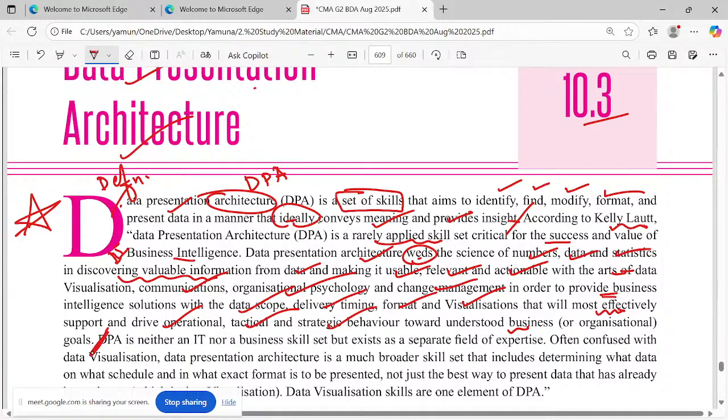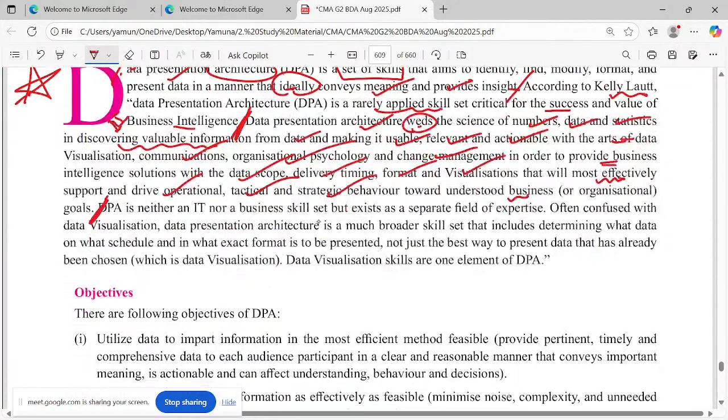Okay, so this seems to be a lengthy definition, but I request you to please highlight this one. So there is one dilemma, whether it's an IT or business skill. You cannot say DPA is an IT or business skill set. You should not confuse it with data visualization and architecture. It's a much broader skill set where you need to determine on what schedule and in what exact format it has to be presented, not just the way you're going to present it.